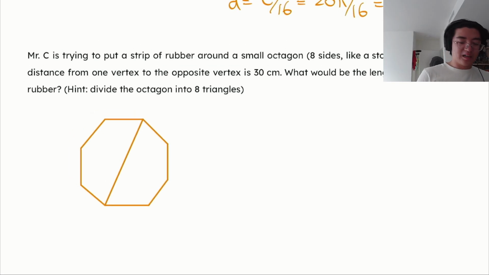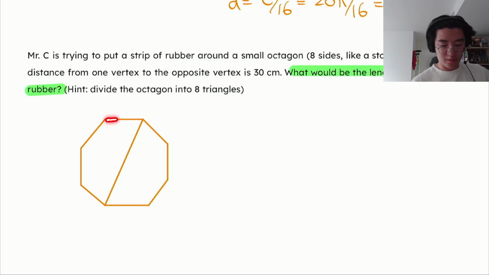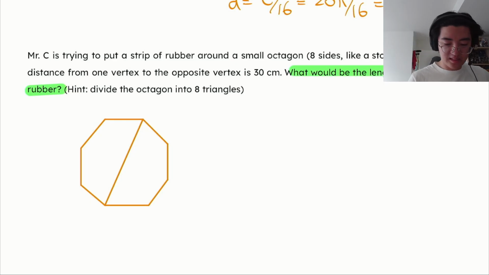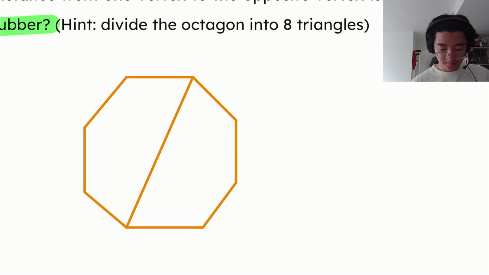Now we're asking, how long should the length of the strip be? In other words, I'm really just asking, what's the perimeter of this octagon? The strip will go along this table. So if we just find the perimeter of this octagon, then that's how long the rubber band strip is. With our hint, let's divide it into 8 triangles first.